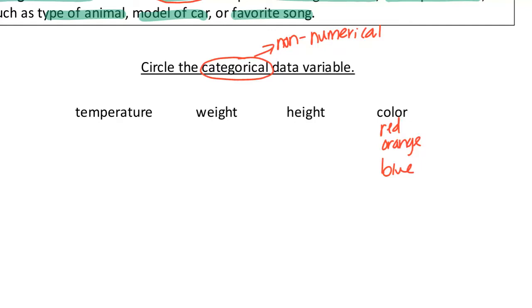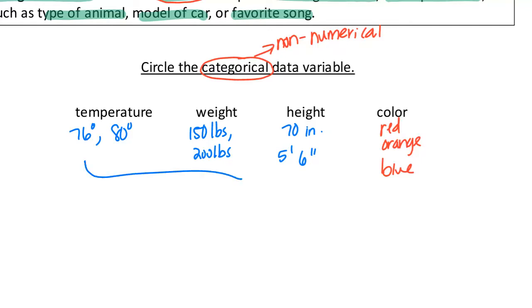But if we look at temperature, we can have like 76 degrees, 80 degrees, and so forth. What about weight? Weight, I can have like 150 pounds, 200 pounds. Height, people can be in inches or in feet. We can say like 70 inches. We could say 5 foot 6 inches. Those all have to do with numbers, right? So these 3 examples right here are actually called quantitative data.